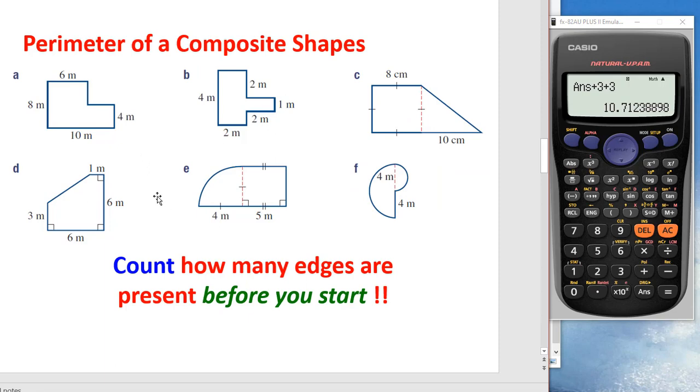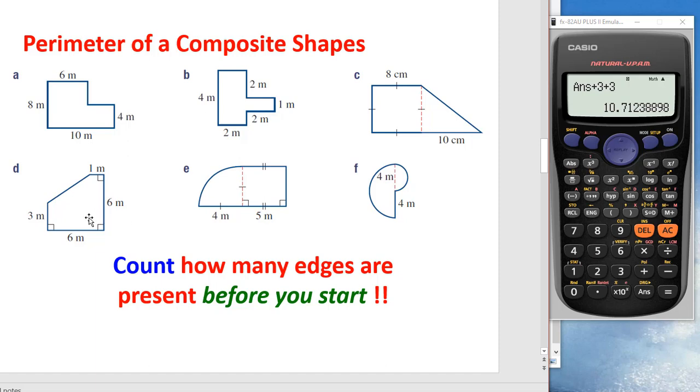For all your composite shapes here, say for shape A here, obviously there's 2 sides that aren't given on the diagram, but look at opposite sides. If this is 10 and this is 6, obviously this one is going to be 4. And if this big one is 8 and this one is 4, obviously this one would have to be 4.